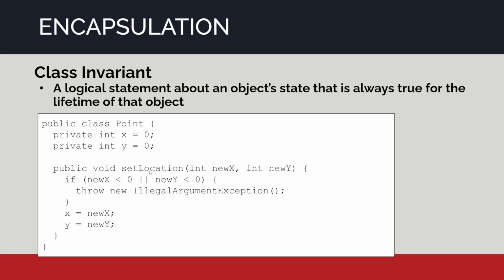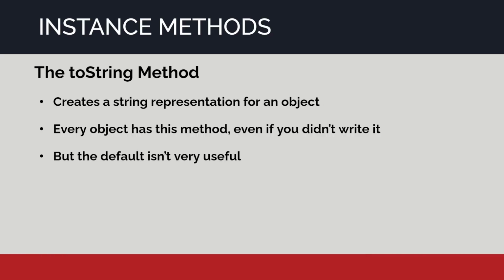I only have to do it in one place, just in setLocation, because all those other places are calling setLocation. So it gets enforced in one place and it keeps the code nice and clean. Some instance methods just get added to every single object you create, even if you don't write them yourself. And one instance method that every single object has is the toString method.